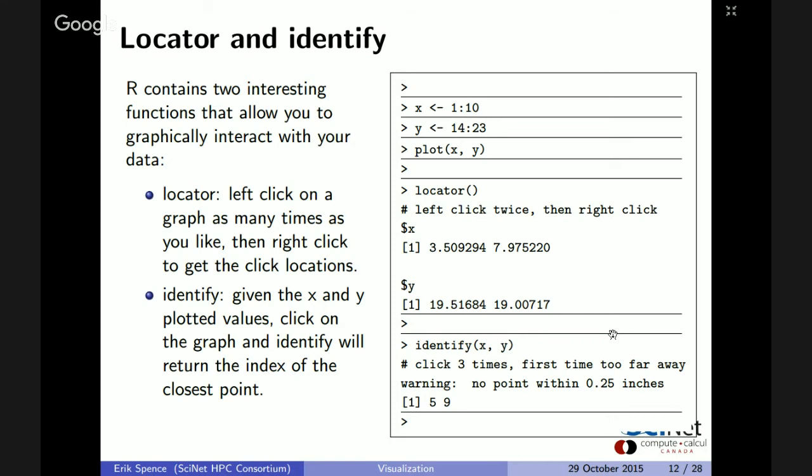In this case, I clicked three times. The first time, I was too far away. It says no point within a quarter inch. I guess there's a minimum distance. And then I clicked two more times, and I got index 5 and 9 on the particular graph I was doing this on. Okay. Interestingly, it also puts the index on the graph. If that's of interest to you, it's there. Good?